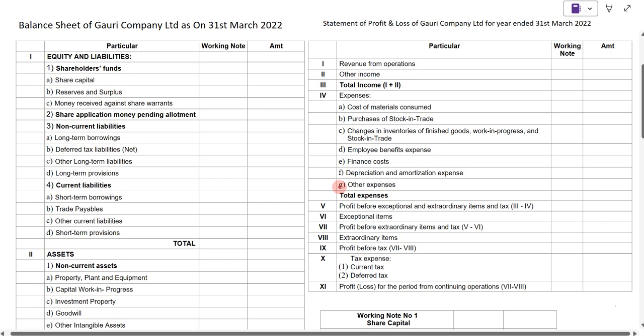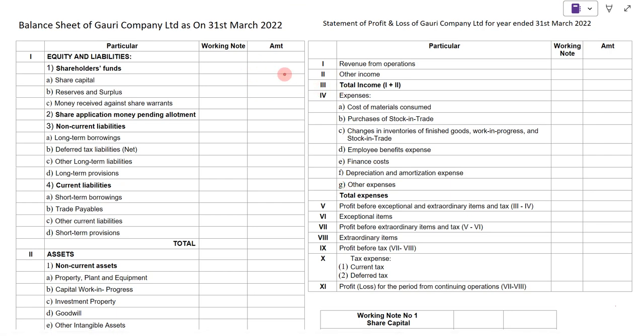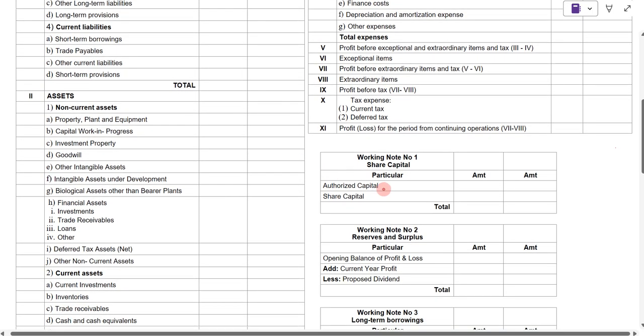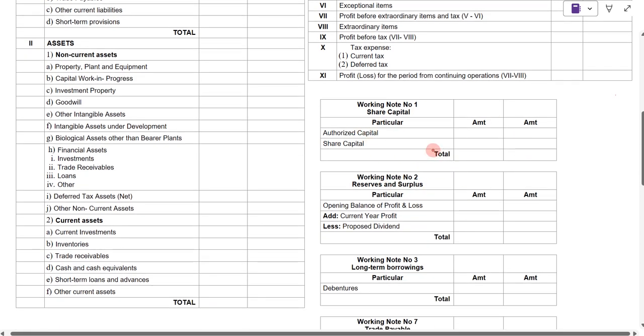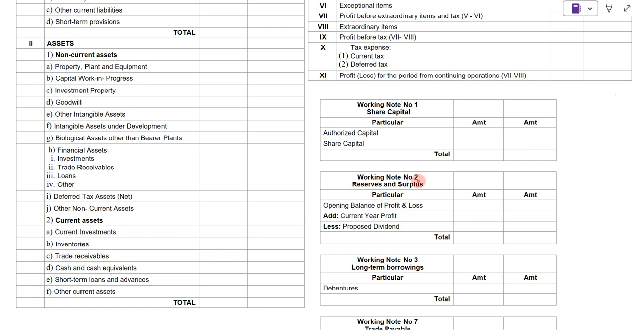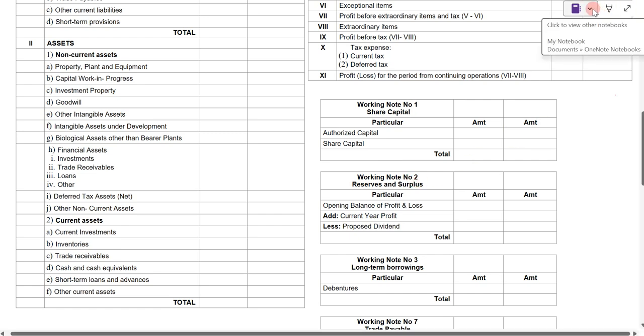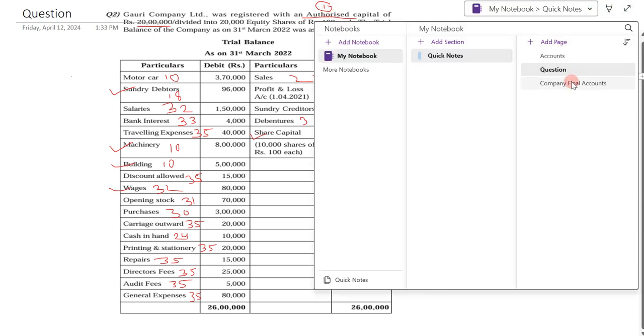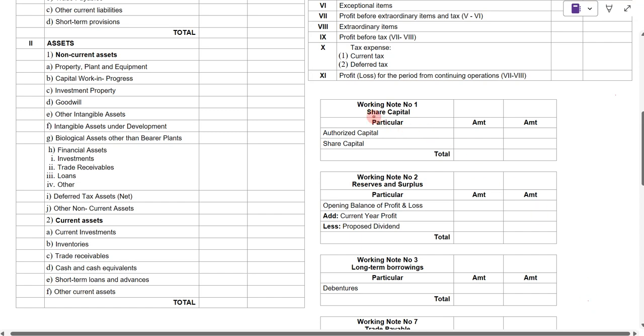Here I have prepared the balance sheet. Now see, in the balance sheet you will write the total amount directly. Whatever is the working note, whatever is the adjustment, you will solve in the notes. So now first we have to write the authorized capital, that is 20 lakhs, and this authorized capital will be in note number 1. So note number 1 is what? Share capital. Here I have written authorized capital.